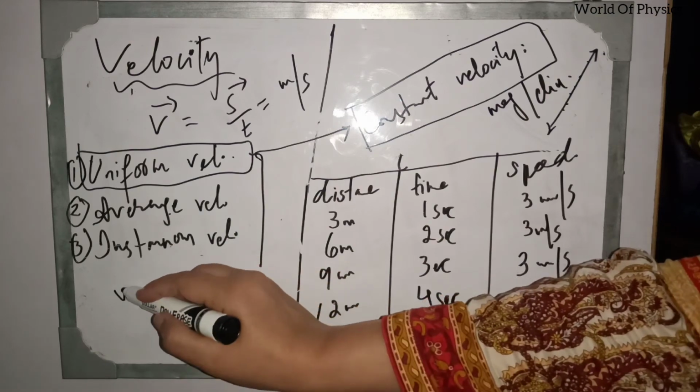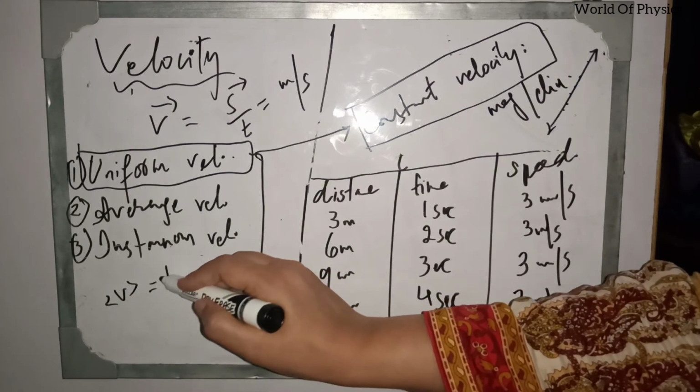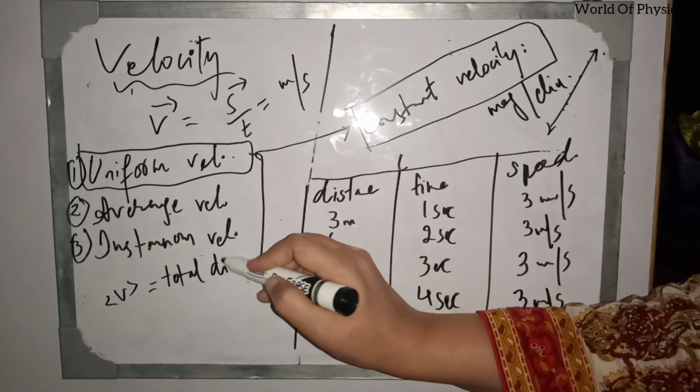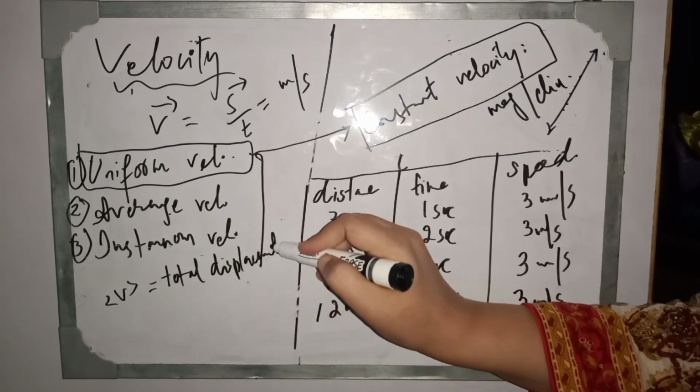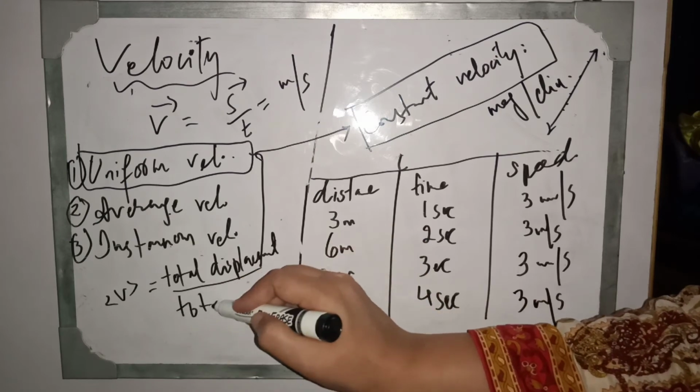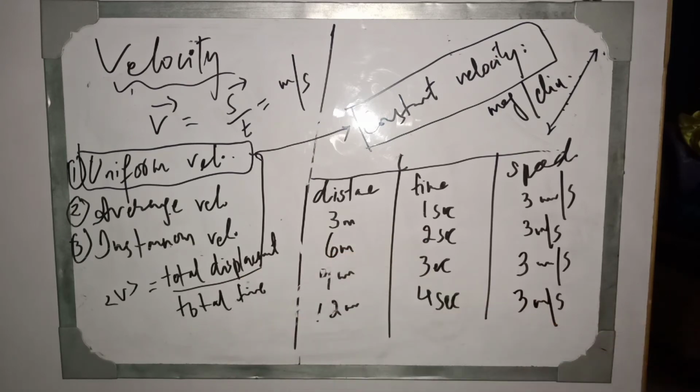Average velocity is defined as total displacement divided by total time. This is the definition of average velocity. Next term is now instantaneous velocity. What is instantaneous velocity? Instantaneous velocity means the velocity of an object at a particular instant of time.